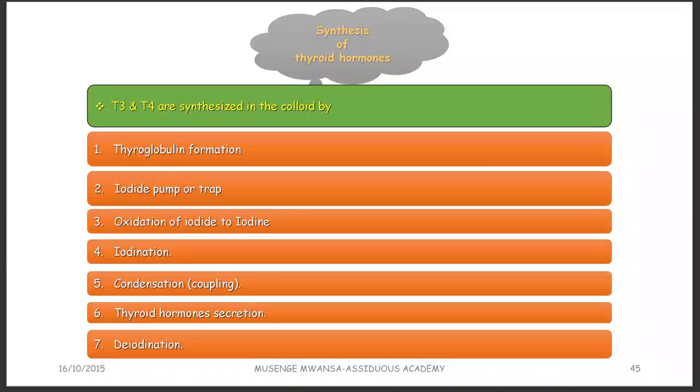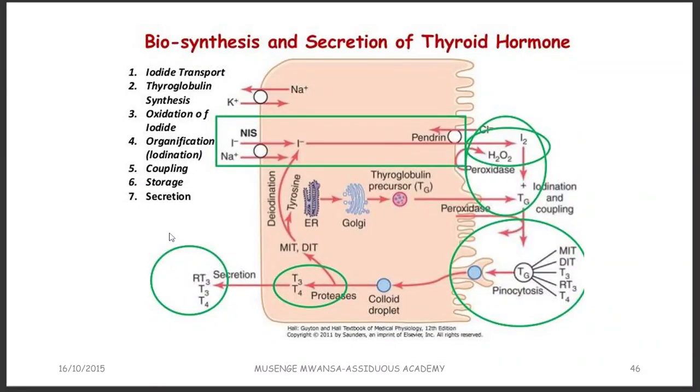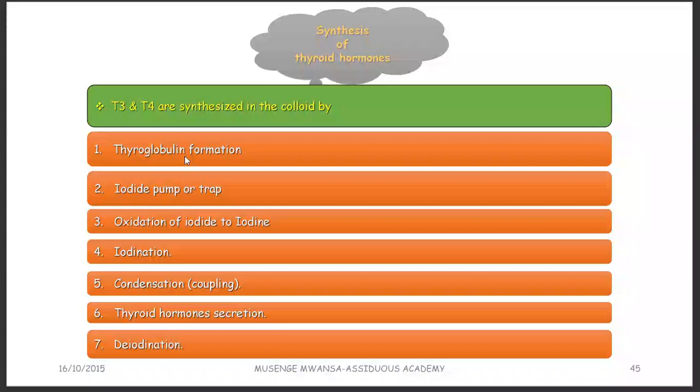So we need to know how the thyroid hormone is synthesized. These are the steps. Please make sure that you know them. All right. Thyroid hormone is synthesized in the colloid by, number one, thyroglobulin formation, and then iodine pump or trap, and then oxidation of iodide to iodine, and then iodination, condensation or coupling, and then thyroid hormone secretion, and then deiodination. So these are again the steps, the seven steps which are here.